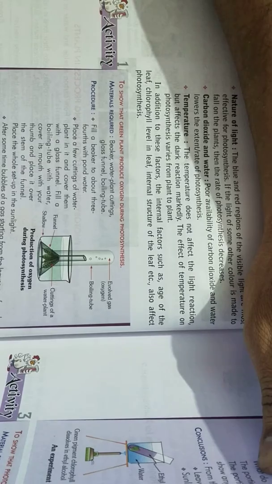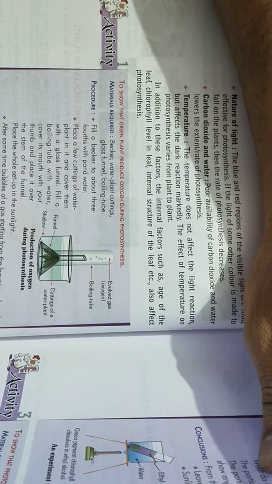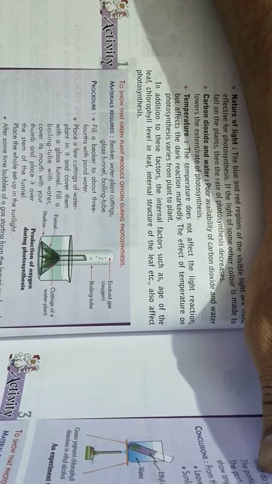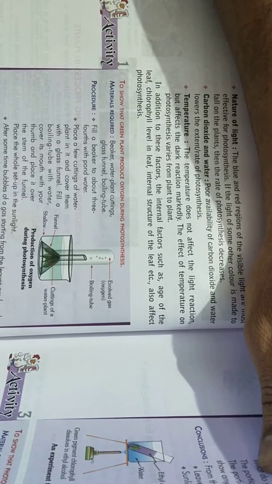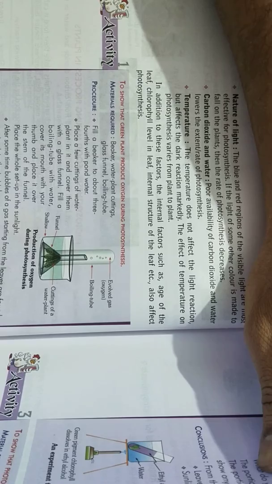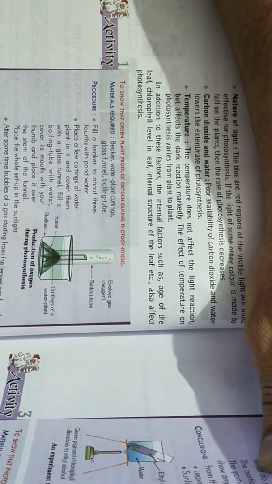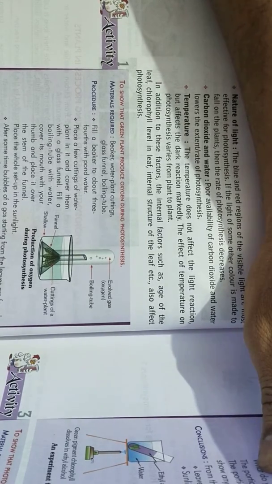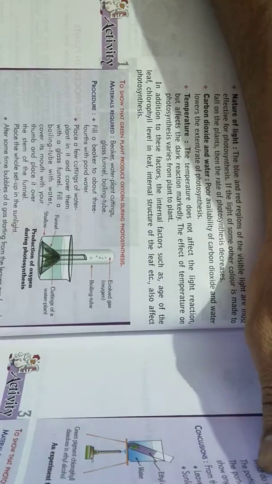Why? Because the test tube contained oxygen gas, and oxygen is a supporter of combustion. It is a supporter of burning. Burning cannot take place without oxygen. So this shows that the gas in the test tube is oxygen, and this gas was produced during the process of photosynthesis in the green plants.